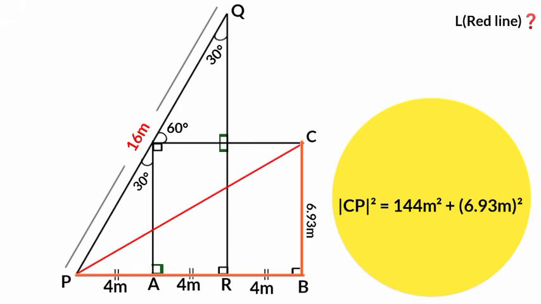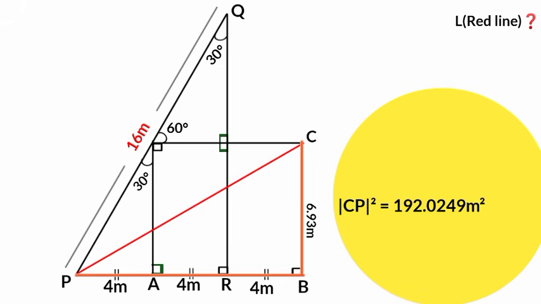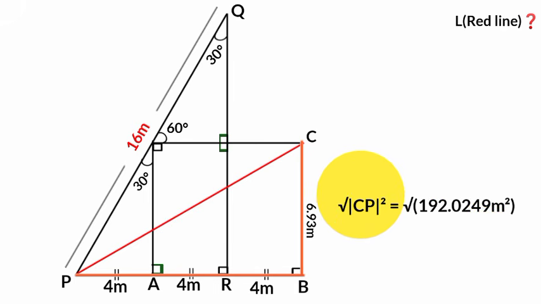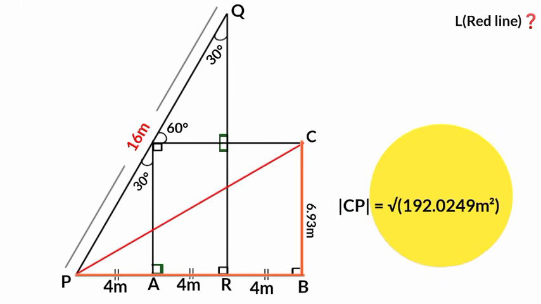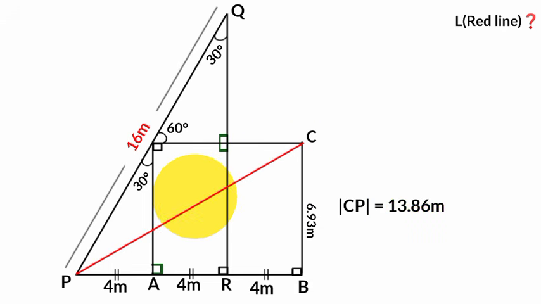12 meters all squared is 144 meters squared. 6.93 meters all squared is 48.0249 meters squared. And 144 meters squared plus 48.0249 meters squared is 192.0249 meters squared. So line CP squared equal to 192.0249 meters squared. Taking the square root of both sides, here square root cancels square, and here square root of 192.0249 meters squared is 13.86 meters. So line CP, which is the red line we are asked to calculate, is 13.86 meters in length.